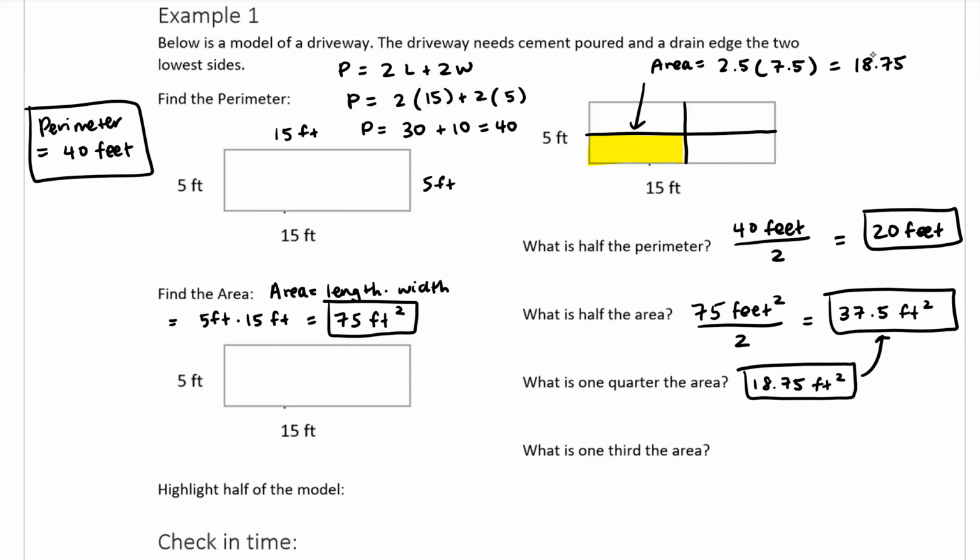So the last question here asks, what is 1/3 the area? So if we took the area 75 and we divided by 3, that's another way that we could get 1/3 the area. And if we did that, if you have 75 cents and you divided it by 3, that leaves you with quarters. So it would be 25 feet squared.